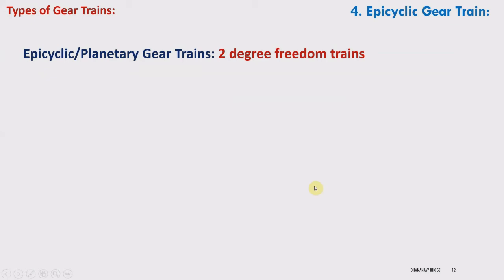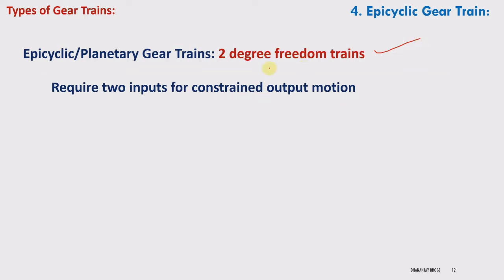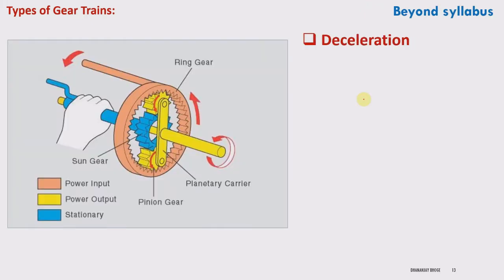We will see some topics beyond syllabus. So we know that epicyclic gear train has 2 degrees of freedom because they need 2 inputs in order to get the constant output motion. Okay. We'll discuss the 3 cases.